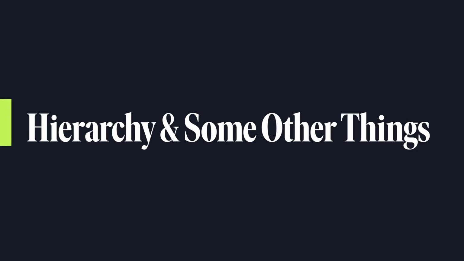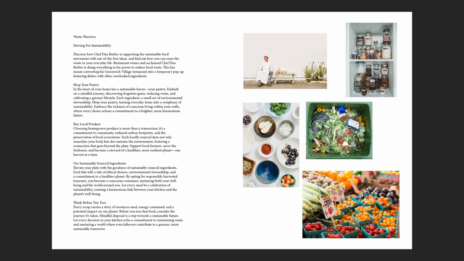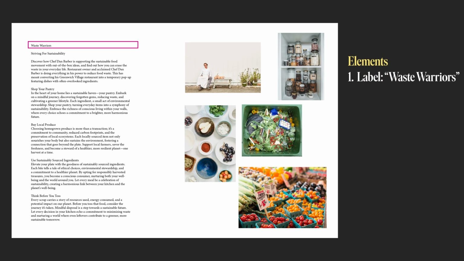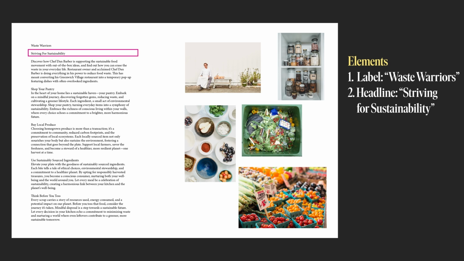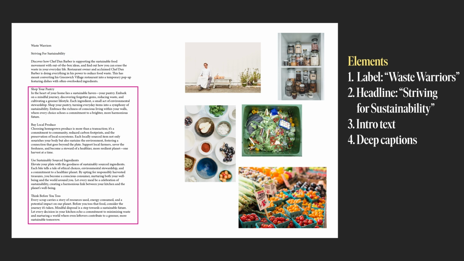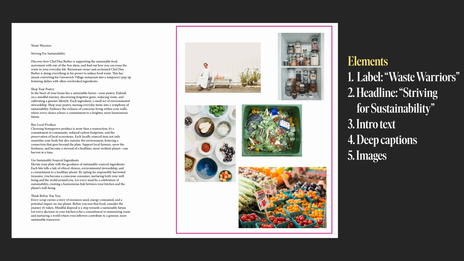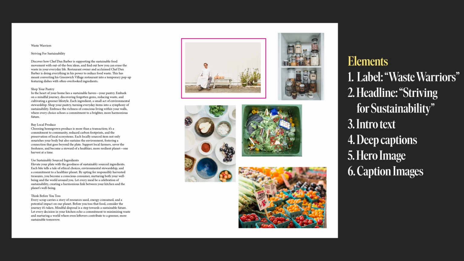Let's break this all down and design something. Here's our text and images. First, we establish the information hierarchy. Our elements are a label which says Waste Warriors, the headline, striving for sustainability, some intro text, deep captions, and then we have some images, but there's, I guess what you can call it, a sub-hierarchy because one of the images is our hero and the rest follow the captions.